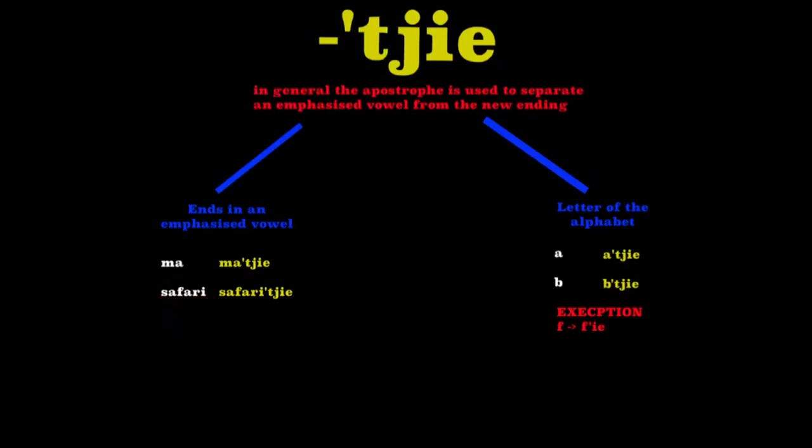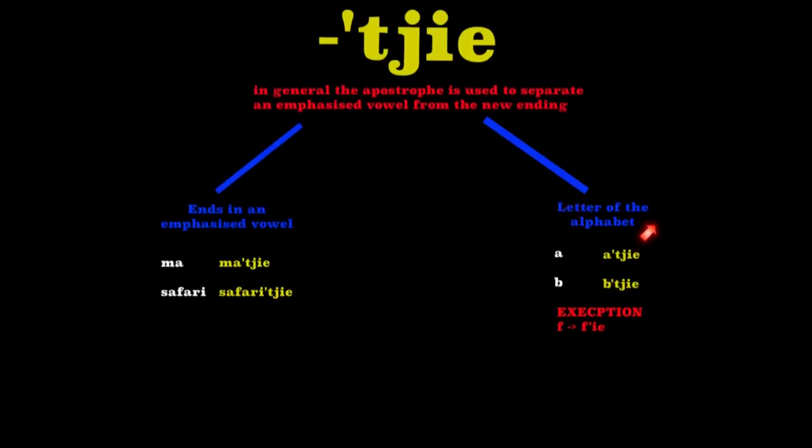In Safari, you don't really hear the R and the R as heavily as you hear the I at the end. Safari. And Ma, you could contrast to say Omar, because in Omar, the O has all of the emphasis. But in Ma, the R has all of the emphasis. So you can see that that is the end of the word and it has an emphasized vowel. And Safari, the I has the emphasized vowel. So we can just go ahead and add the apostrophe tjie.